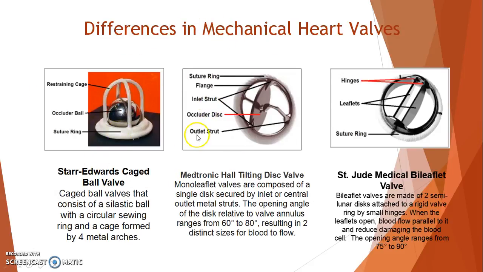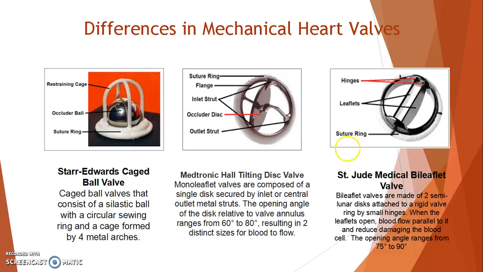Differences in mechanical heart valves include, first, the Starr-Edwards cage valve that consists of a silastic ball with a circular sealing ring and a cage formed by four metal arcs. The Medtronic Hall tilting disc valve is a monoleaflet valve that is composed of a single disc secured by an inlet or central outlet strut. The opening angle of the disc relative to the valve annulus ranges from 60 degrees to 80 degrees, resulting in two distinct paths for blood to flow.